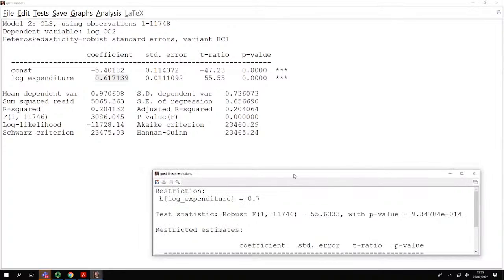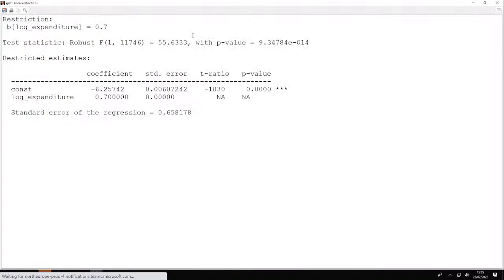Click OK, I get this result, and let's apply again the rule of thumb we are using for the moment, the mechanical rule. So I have a test statistic for that condition, where I have an F which is 55.63 with a p-value of 0.0000. So again, smaller than 5%. So I have to reject the null hypothesis that the coefficient is 0.7. But you will be perfectly conscious of what I'm doing here. You have to wait a little bit.